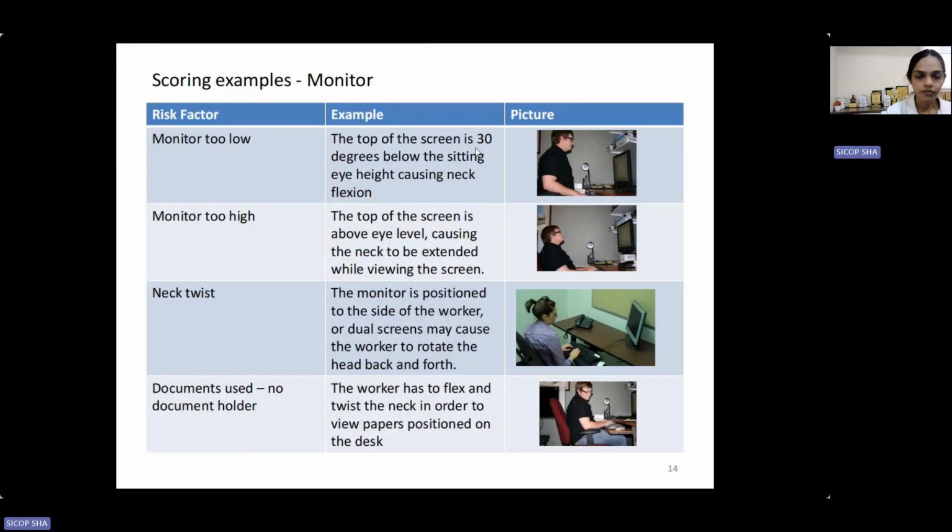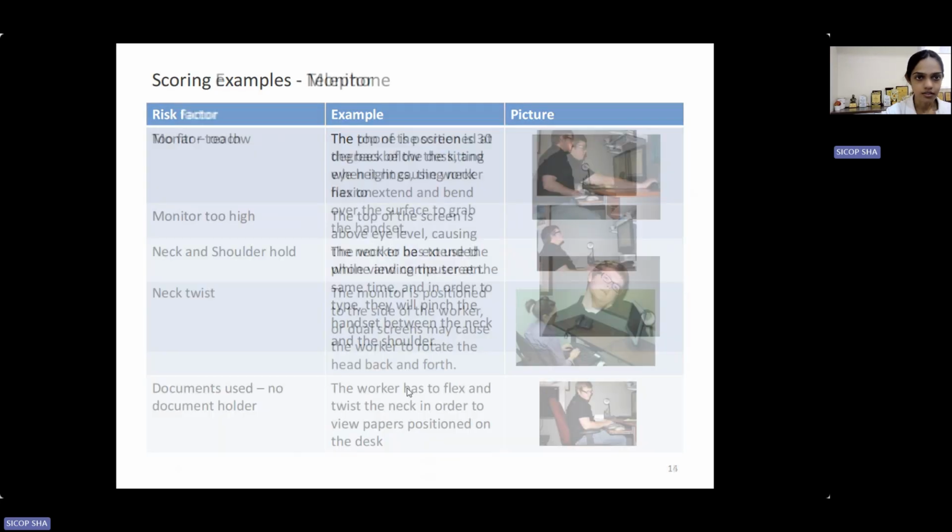Monitor too low: the top of the screen is 30 degrees below the sitting eye height, causing neck flexion. Monitor too high: the top of the screen is above eye level, causing the neck to be extended while viewing the screen. Neck twist: the monitor is positioned to the side of the worker, or dual screens may cause the worker to rotate the head back and forth. Document used, no document holder: the worker has to flex and twist the neck in order to view the papers positioned on the desk.